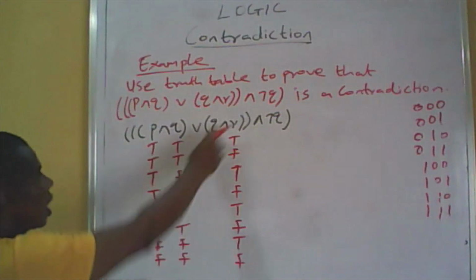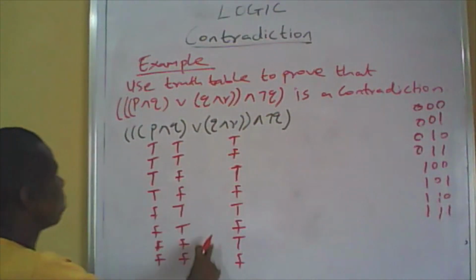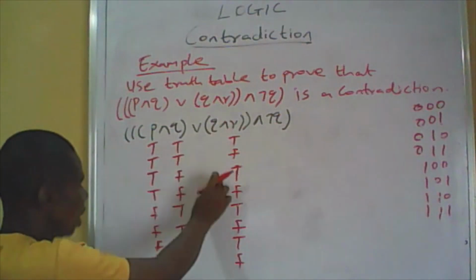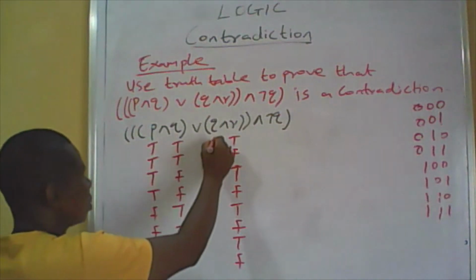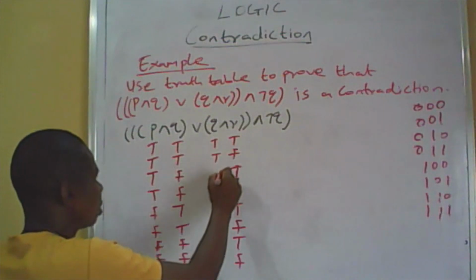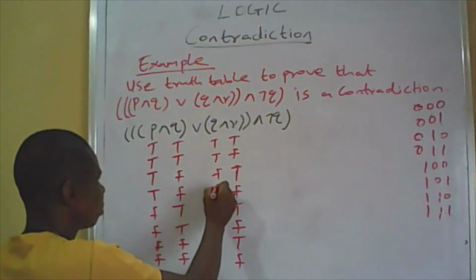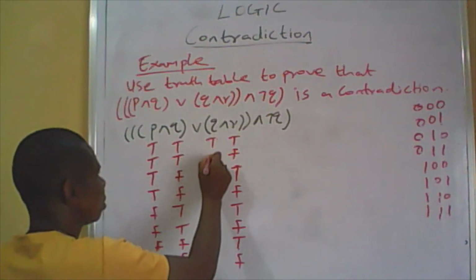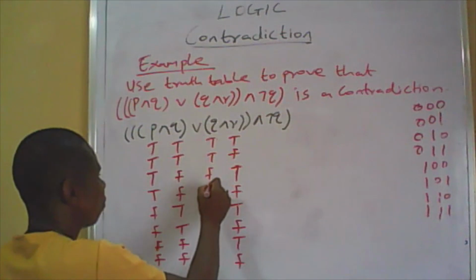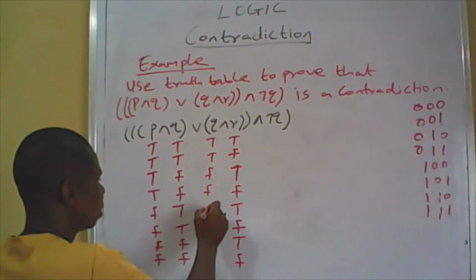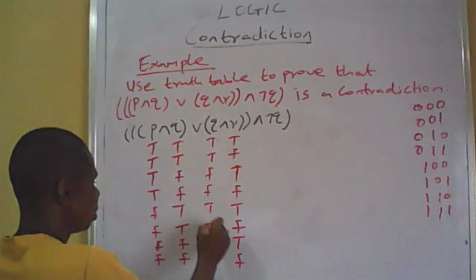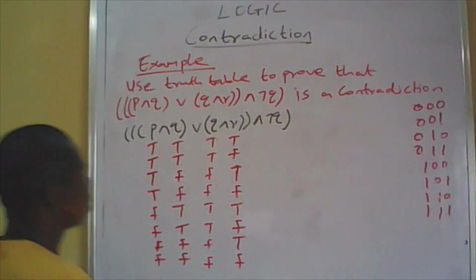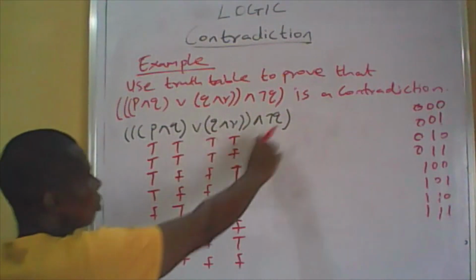Then copy it to the other statements. Here, Q. I'm going to copy these truth values for Q under this Q. We have T, T, F, F, T, T, F, F. Then you're going to negate this Q, because here you have not Q.